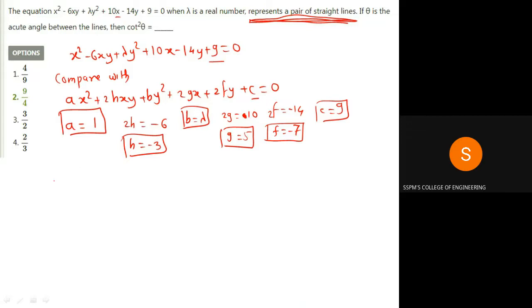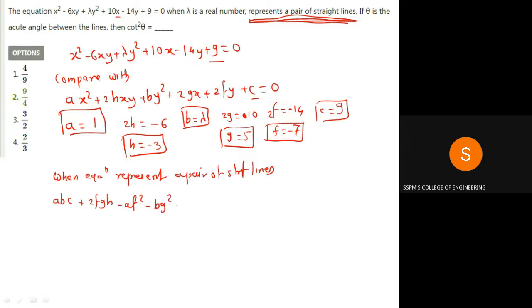As I said, it is said that this equation represents a pair of lines. So when the equation represents a pair of straight lines, we can write abc plus 2fgh minus af square minus bg square minus ch square is equal to 0. See, similar examples we have already seen. Okay. Now we will substitute all the values.